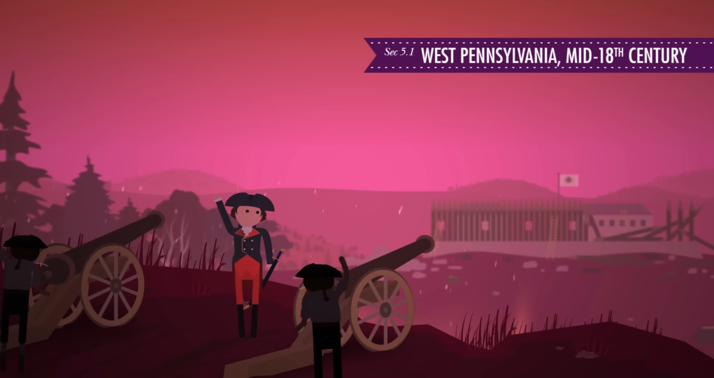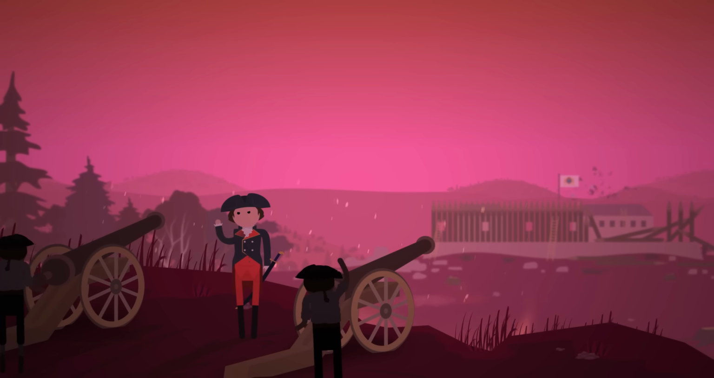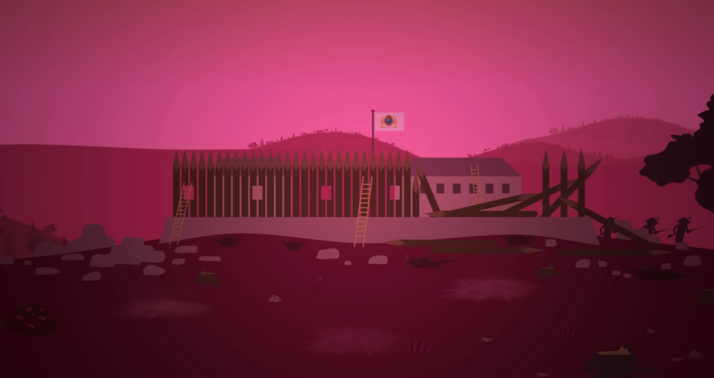The actual fighting began when the British, or more precisely British colonists, led by a 21-year-old militia colonel named George Washington, yes, that George Washington, tried to eject the French from the forts they were constructing in western Pennsylvania.